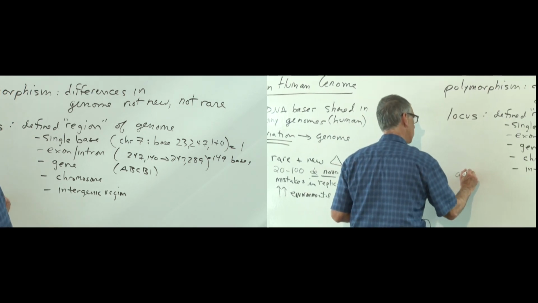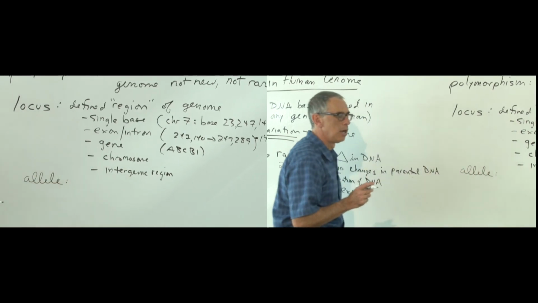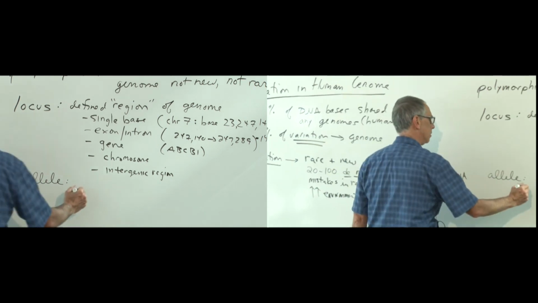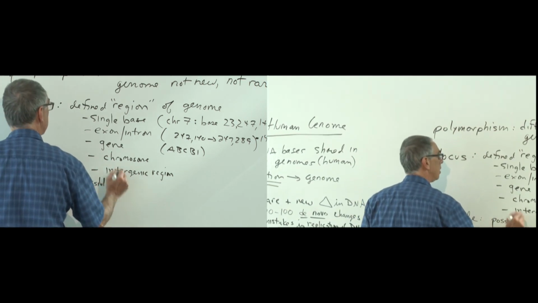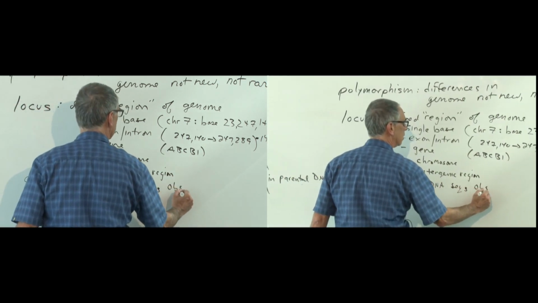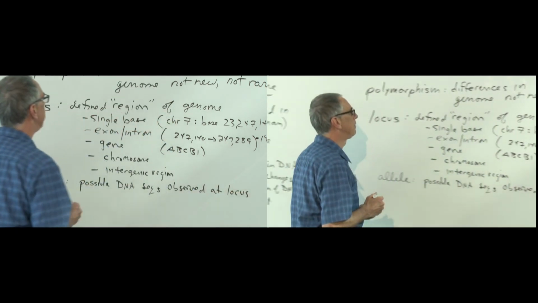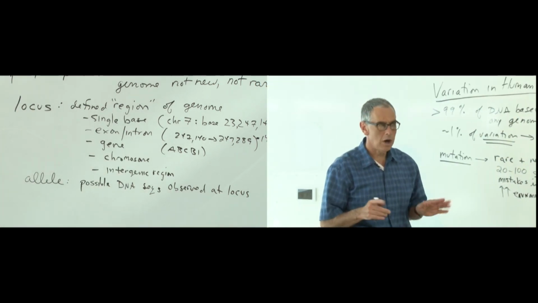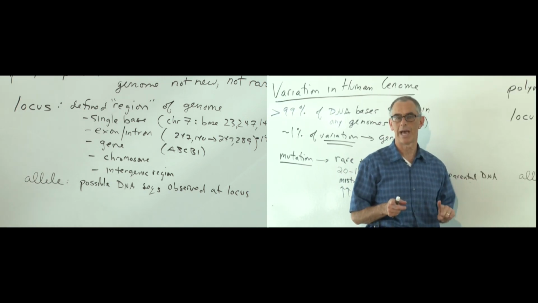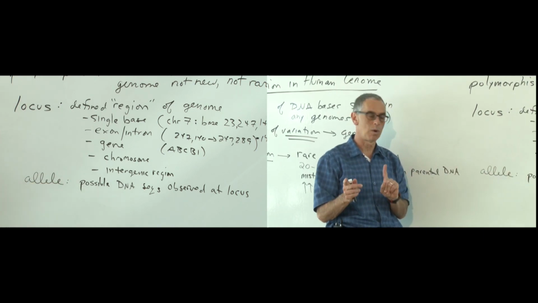An allele, funny word, allele, is the possible DNA sequences observed at a locus. Let's be very clear that for every locus in our genome, we will have 2 alleles, one from mom, one from dad. That doesn't mean there are only 2 alleles possible. It just means that we only got one from mom, one from dad.